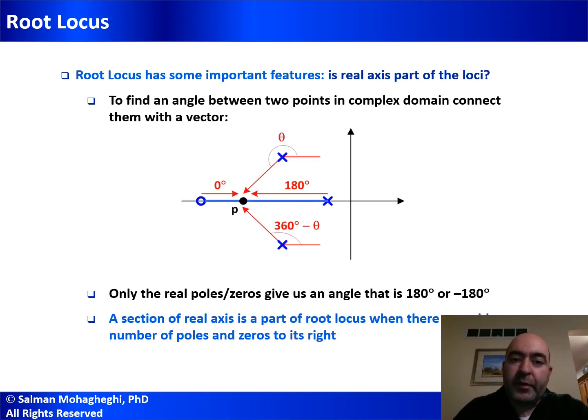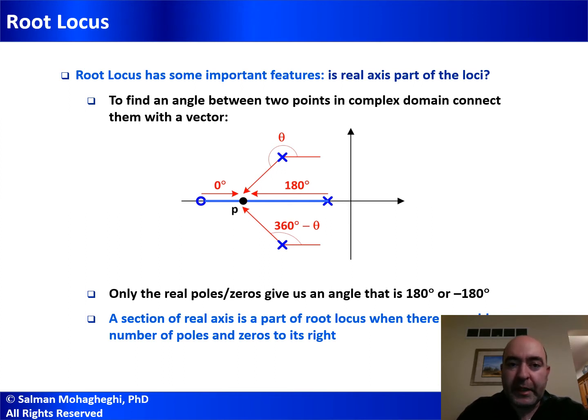Let's consider a hypothetical example. Let's say I have a point P as I'm showing it on this slide, and I would like to know whether or not it belongs to root locus. And again, I repeat, when I say a point belongs to root locus, that means that point can be a pole of the closed loop system, because root locus gives me the locations of the closed loop poles of the system.